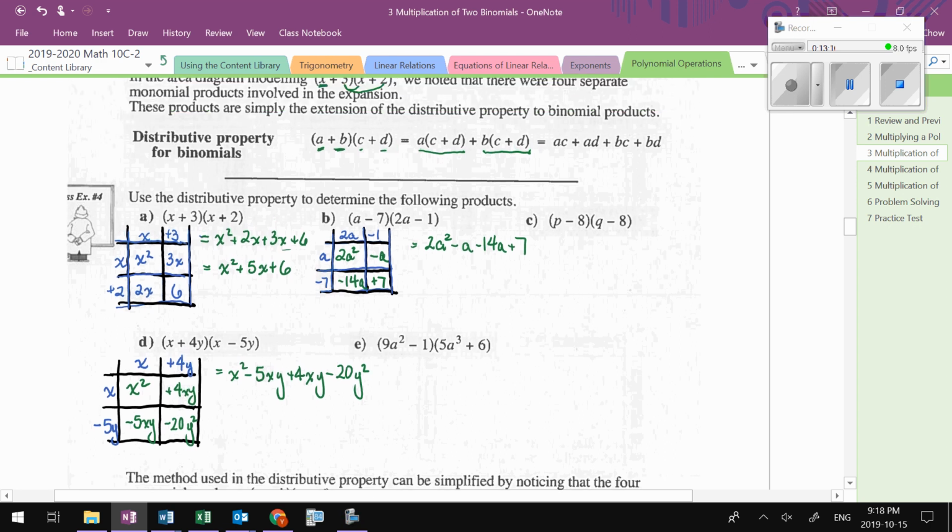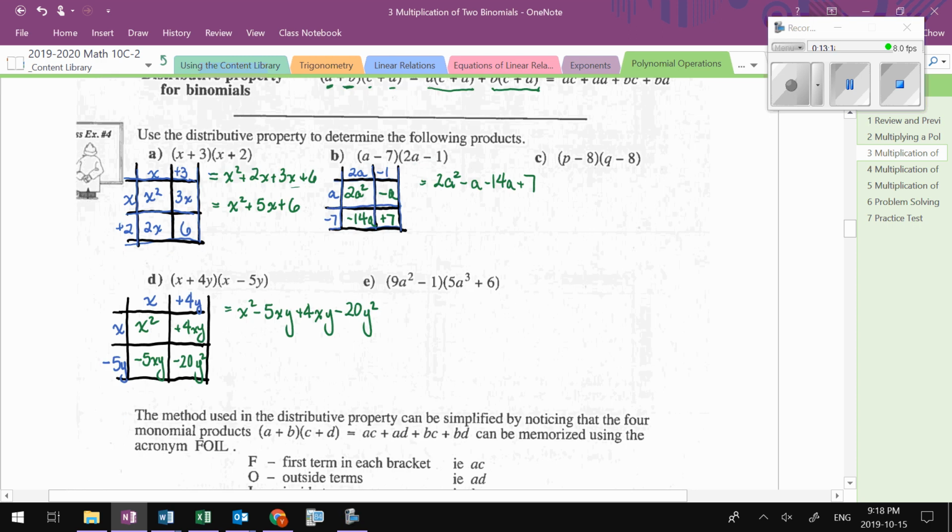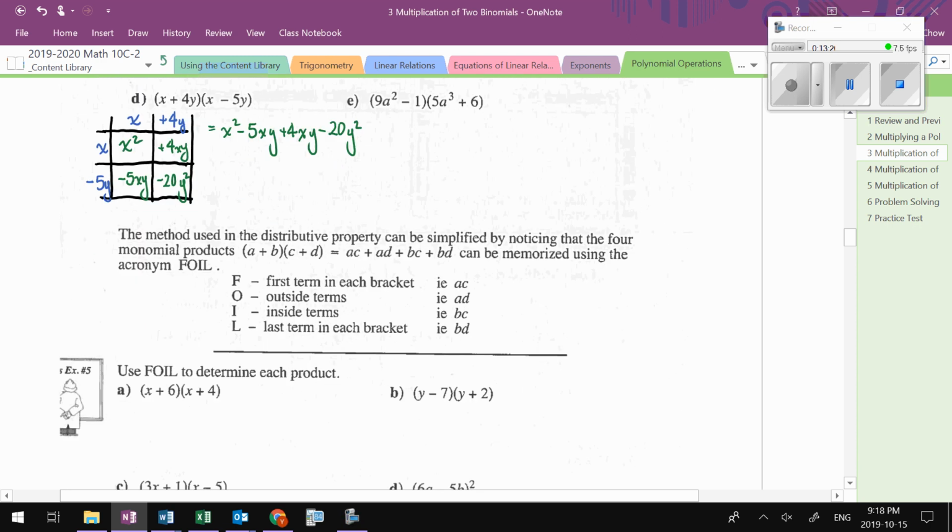The other way to look at it is, rather than thinking about it as distributive property, other people have come up with an acronym that you frequently hear called FOIL. FOIL is what they've got underneath here. That is where we're using the distributive property for multiplying a binomial times a binomial. And that's the limitation on FOIL, it only works when we're looking at binomial times binomial.